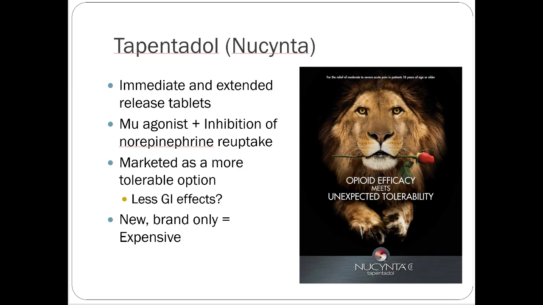Norepinephrine serotonin reuptake drugs are commonly used in mental health for things like depression, anxiety, and ADHD. But they also seem to have some benefit in neuropathic pain too. So maybe it's kind of like a double mechanism there that helps with both the perception of pain from the opioid and also the inhibition of norepinephrine reuptake can help with some of the neuropathic pain as well. But it is marketed as a more tolerable option. It's supposed to have less GI side effects, but I don't know. It doesn't really get used all that much. It's quite expensive.